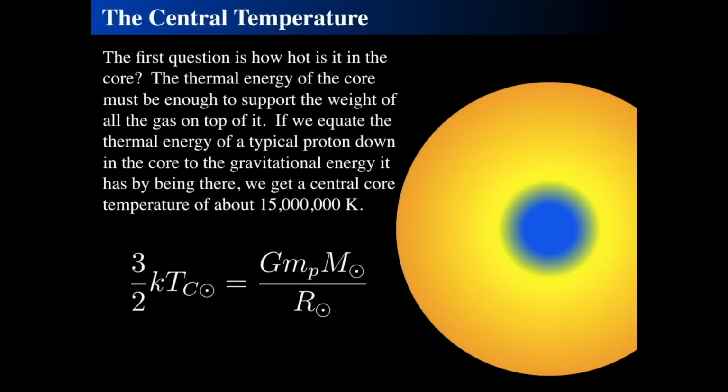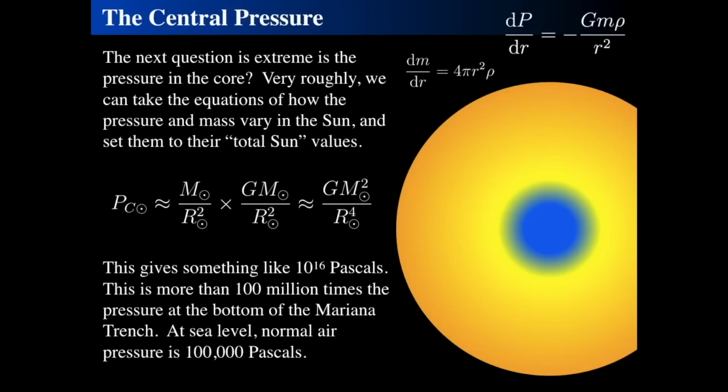That's why the temperature T sub C, meaning core, and then the little O with a dot, which is the sun symbol. So we're saying, what's the temperature at the core? We know the mass of the proton, we know the mass of the sun, we know the size of the sun. And if we put all that together, we get the central core temperature as about 15 million Kelvin, which is extraordinarily hot.